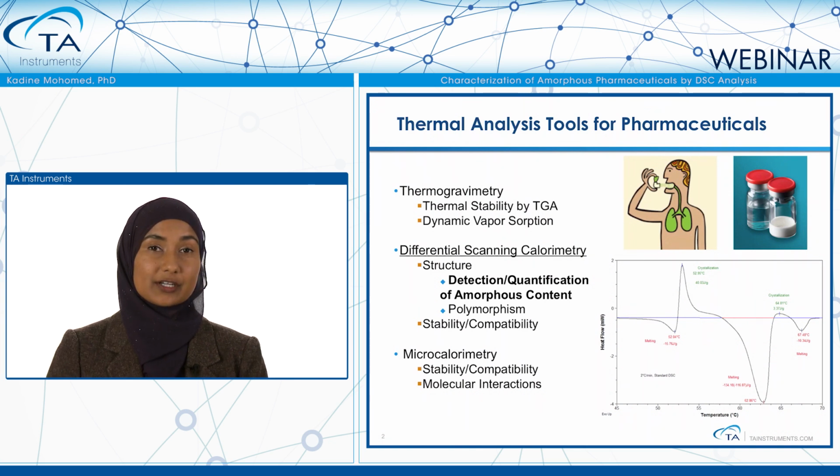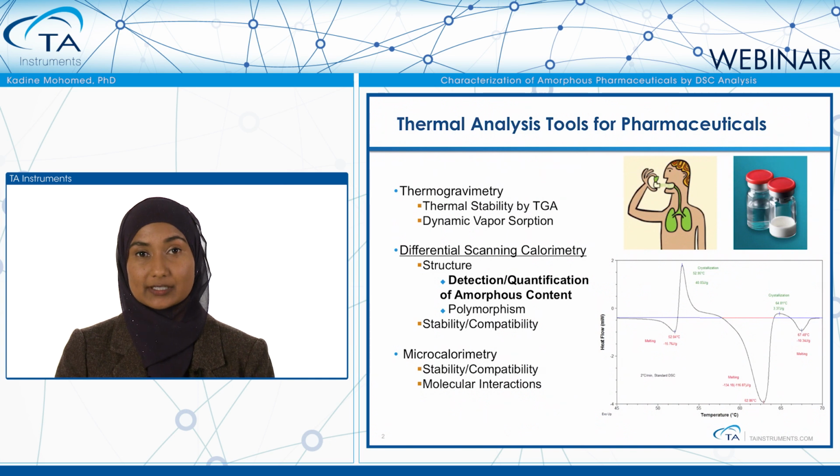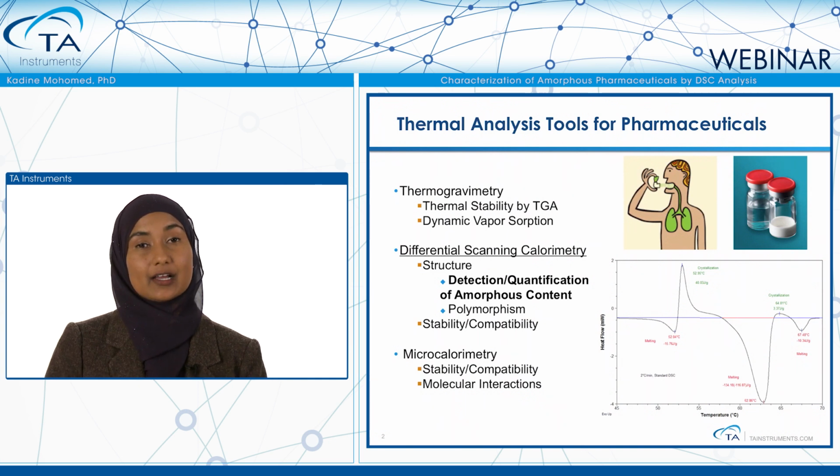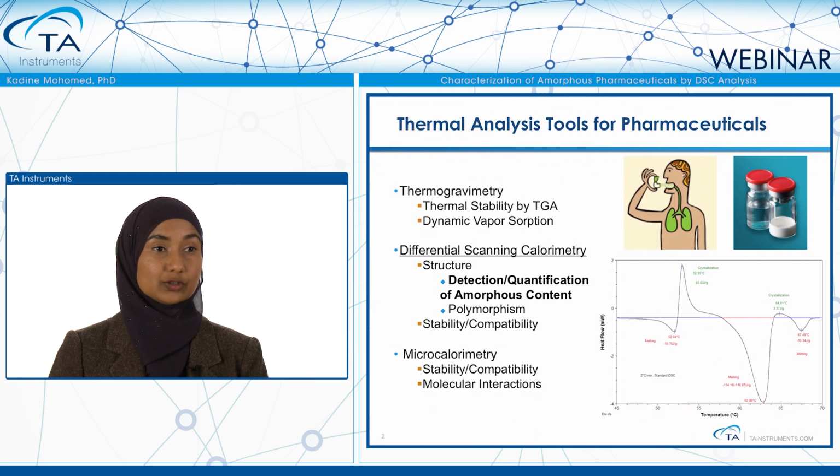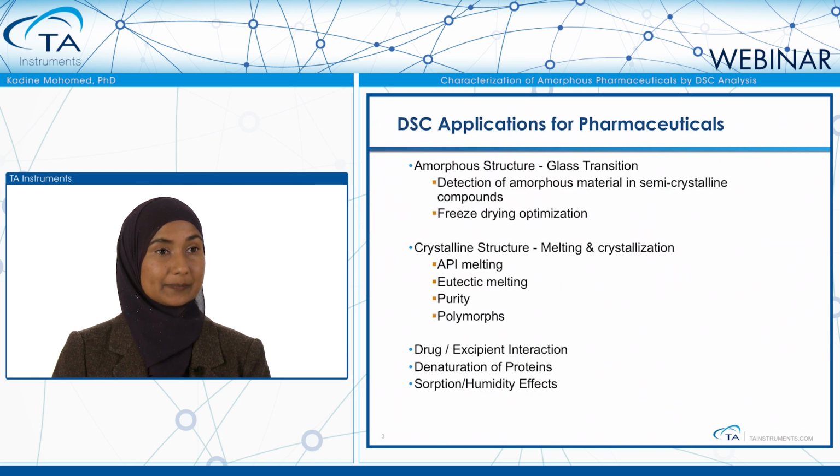The technique that we're going to focus on today would be differential scanning calorimetry, specifically with the detection of the glass transition and amorphous content. Although the DSC is very commonly used as well to look at the melt transitions associated with various polymorphic forms within the sample. Microcalorimetry as a technique is often used for the stability and compatibility testing of the API with the polymer matrix.